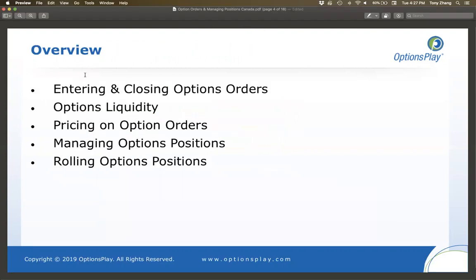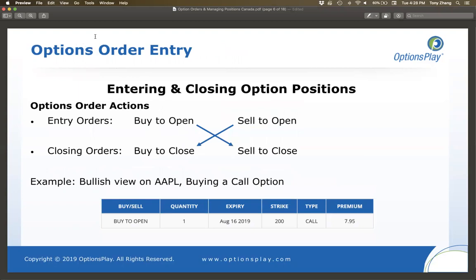Now, when you enter that options order, like I said before, you have to specify whether this is entering an order or closing an options position. So whenever you're entering an order to enter a position, these always have to be a to open order.